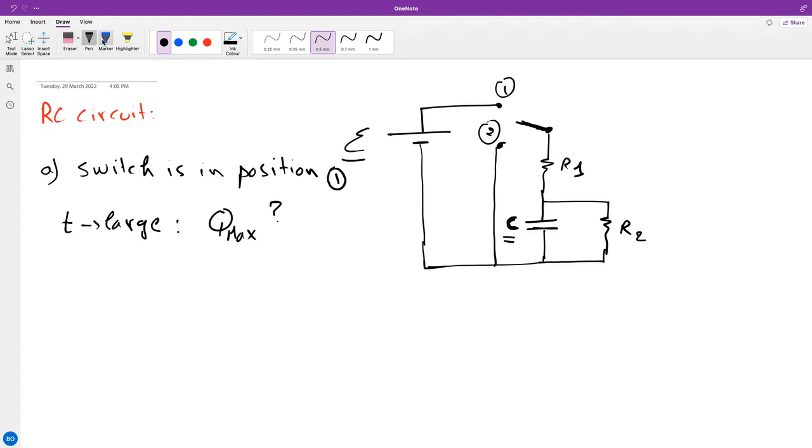So let's put the switch here. Then, what do we have? We have a circuit where the capacitor is being charged. There are two methods that we can use to solve this problem. I will start with a qualitative method.